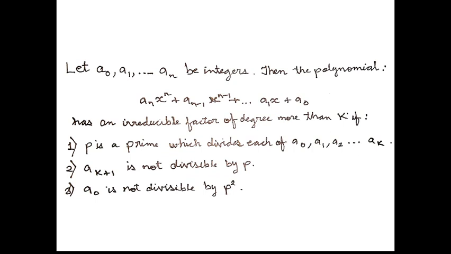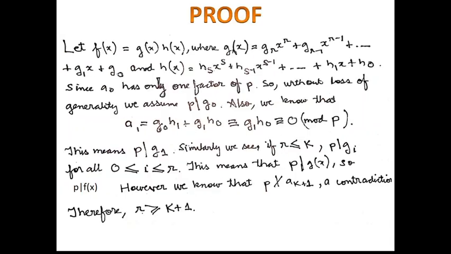It states that a naught, a1, ..., an are given integers in the polynomial an x^n + an-1 x^(n-1) + ... + a1 x + a naught. It has an irreducible factor of degree greater than or equal to k plus 1 if p is a prime which divides each of a naught, a1, a2 up to ak, p does not divide ak plus 1, and a naught is not divisible by p squared. Remember, all this irreducibility testing is over the rational numbers. So this point should be noted.